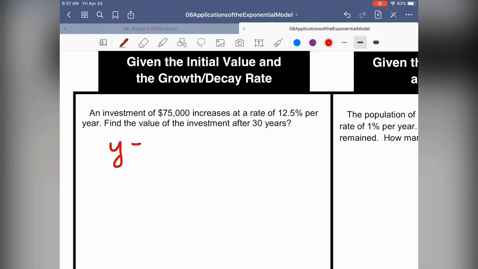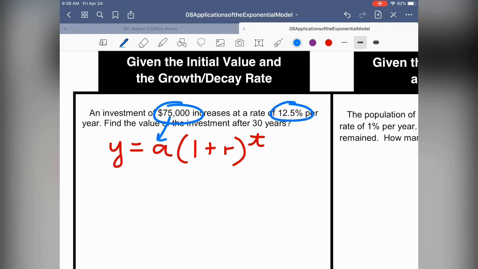Well, those numbers are going to fit perfectly into our y equals a, 1 plus r to the t. We're going to use plus because this is definitely a growth scenario. So we just want to identify 75,000 as our starting value. We definitely are going to take 12.5% and use that as our rate.